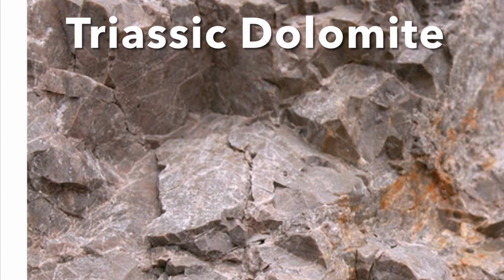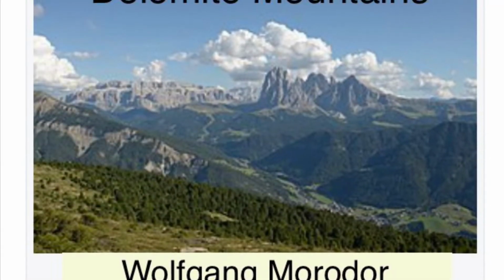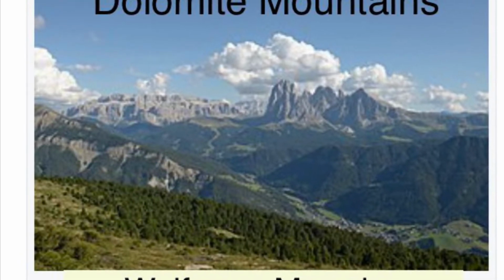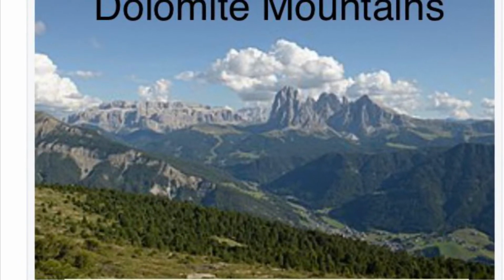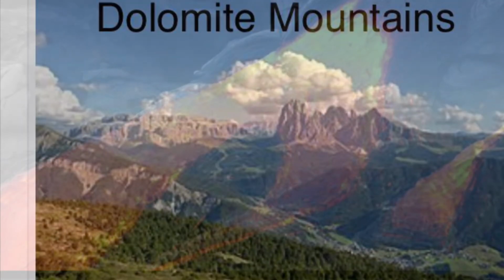Here's some dolomite that was formed not during Silurian time, but during the Triassic period, 250 million years ago to about 200 million years ago. This Triassic dolomite comes from the Dolomite Mountains of northern Italy that were formed during the Triassic time.